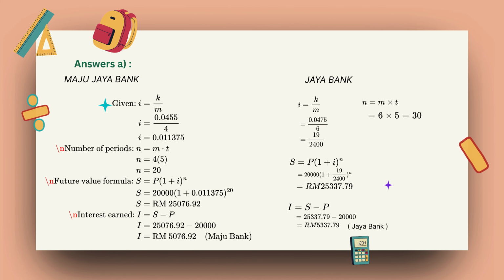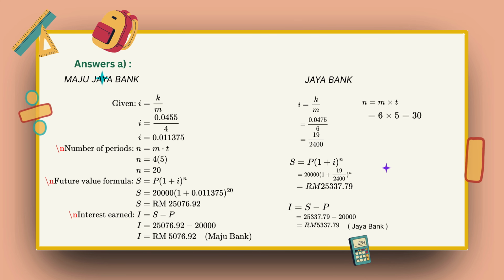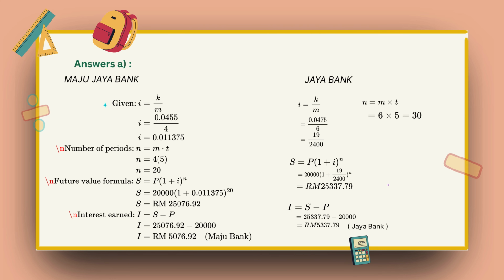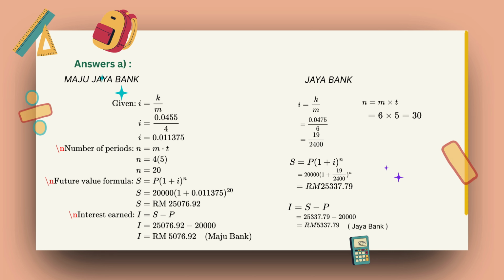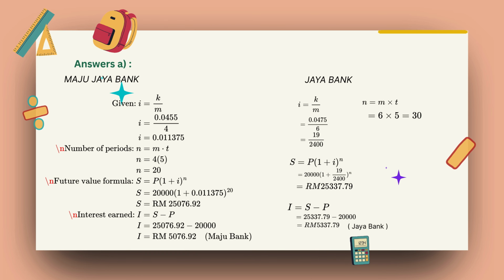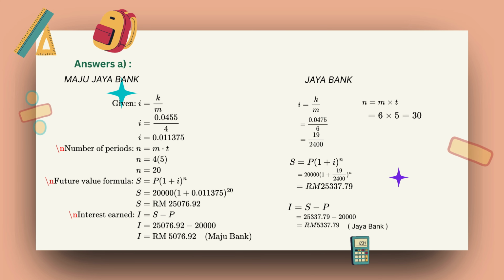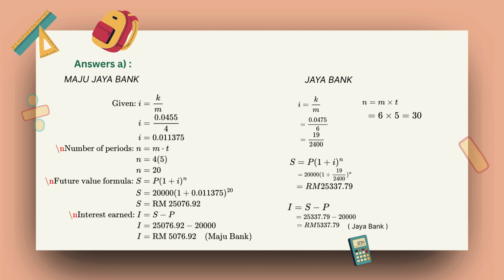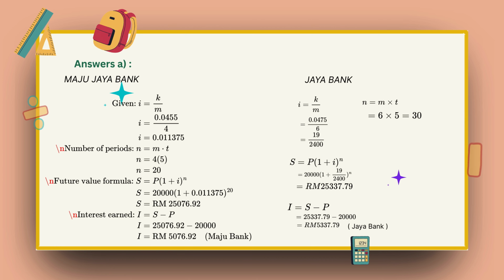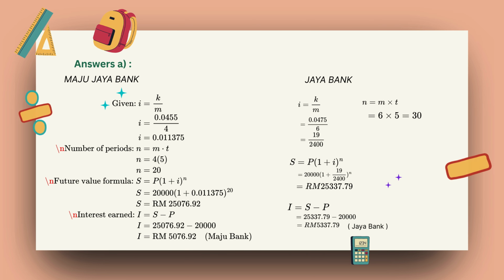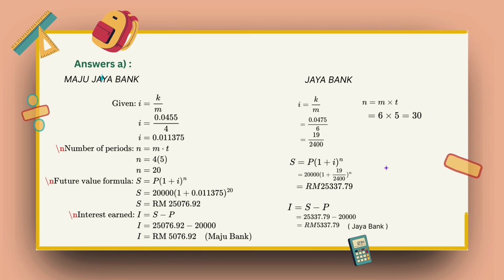Next is the calculation for Jaya Bank. I equals k over m, so 0.0475 over 6. So the answer is 19 over 2400. N equals m times t, so 6 times 5 is 30. So the calculation is S equals P times (1 plus i) to the power of n. So 20,000 times (1 plus 19 over 2400) to the power of 30.